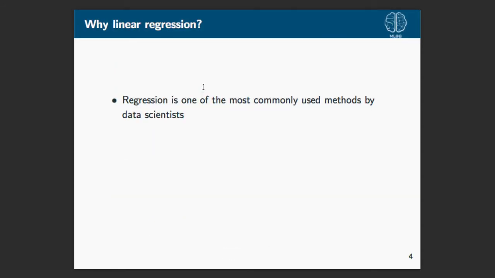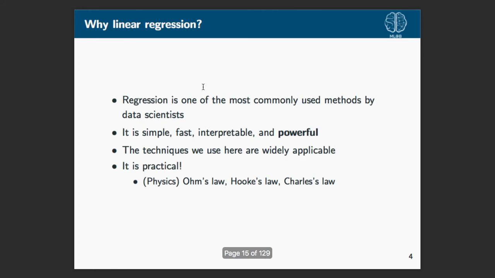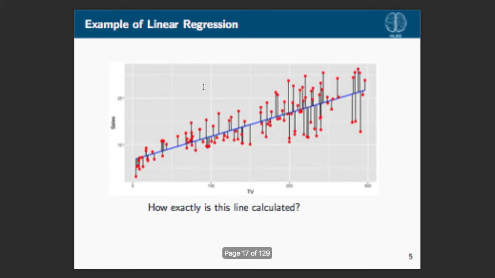Regression is one of the most commonly used methods of data scientists, and the reason is because it's very simple and it's really, really powerful. There's a bunch of things you can do with it. They're widely used in a bunch of stuff. For example, in physics, Ohm's law, Hooke's law, Charles' law. Have any of you guys heard of these laws? They're pretty common, right? This is all based on regression. And same in econ, if you've heard of Okun's law, same thing. So it's really cheap and it's really practical. That's why a lot of people use it.